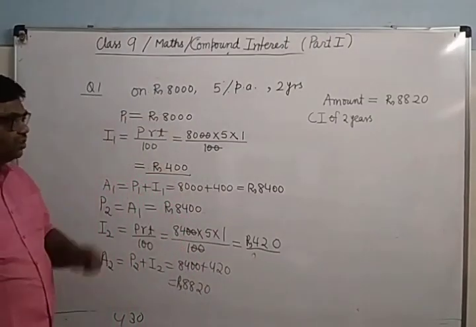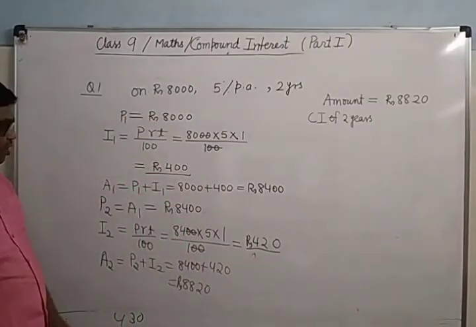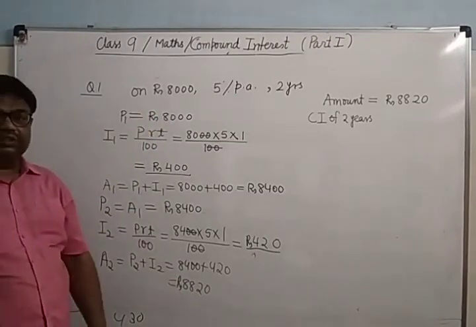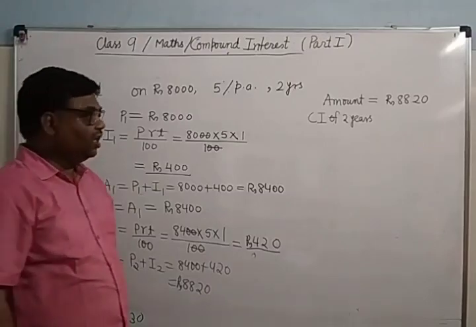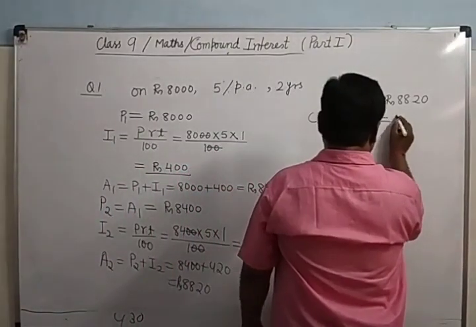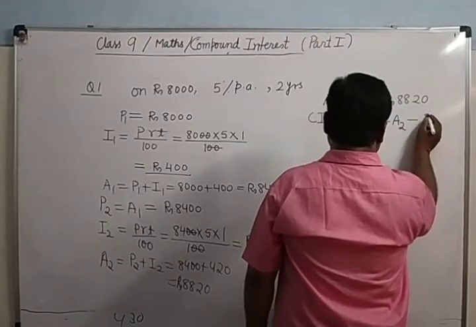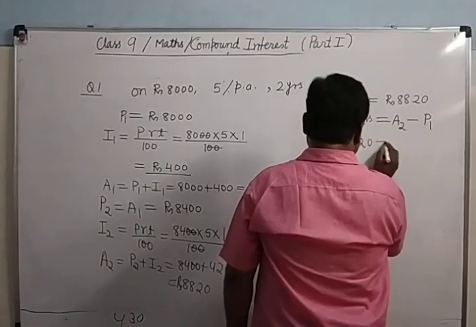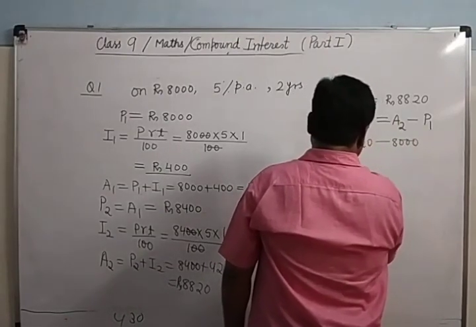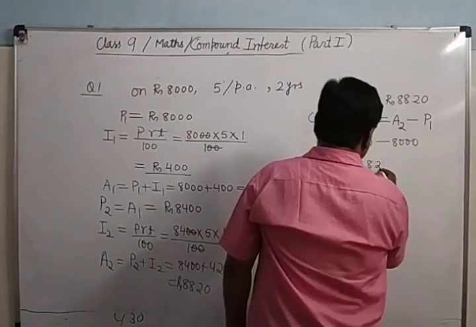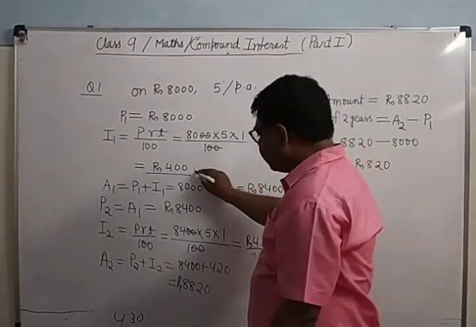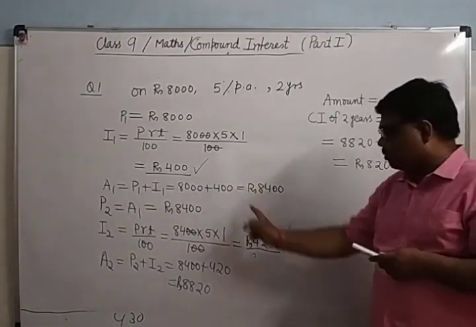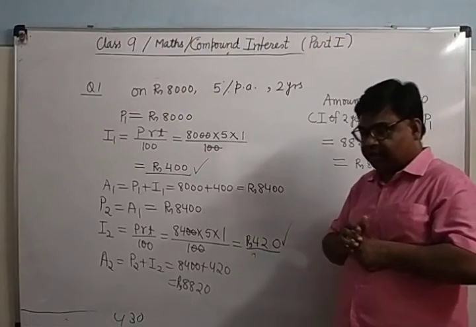You can calculate this the other way also: final amount minus original principal. Original principal means principal for the first year. So the final amount is A2, minus the principal of the first year. You will get 8,820 minus 8,000, that is rupees 820. It's clear? You will get the same thing by adding this and this. 400 plus 420 equals 820.